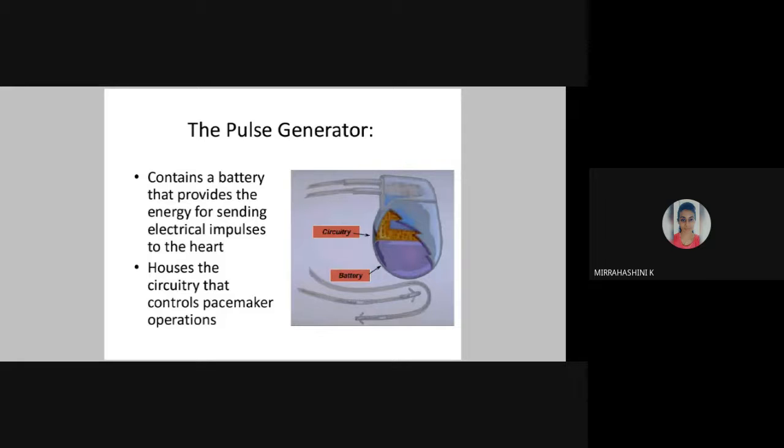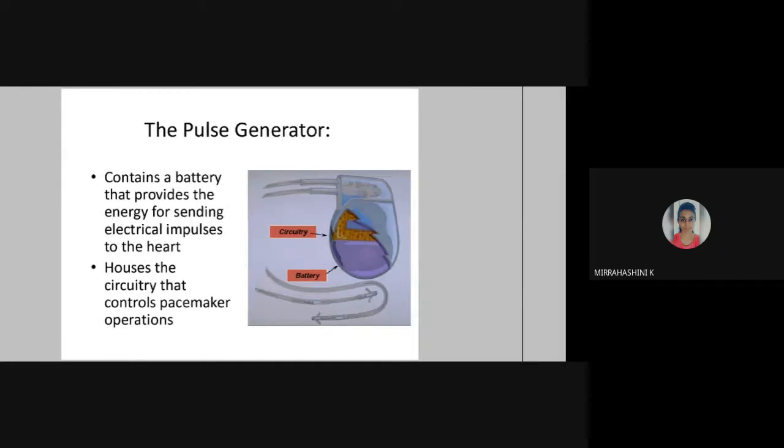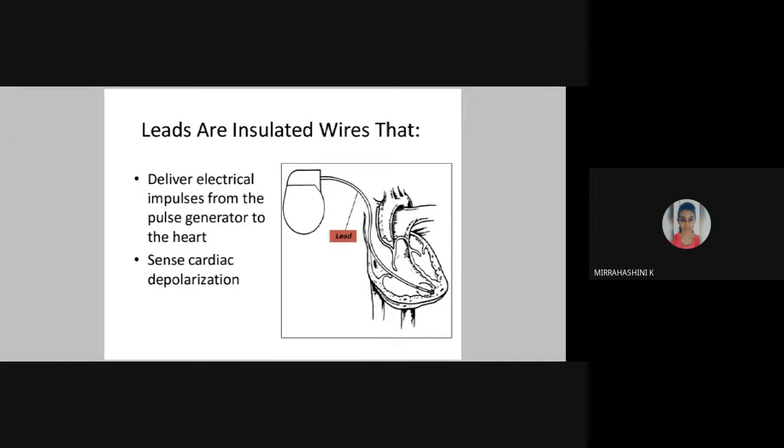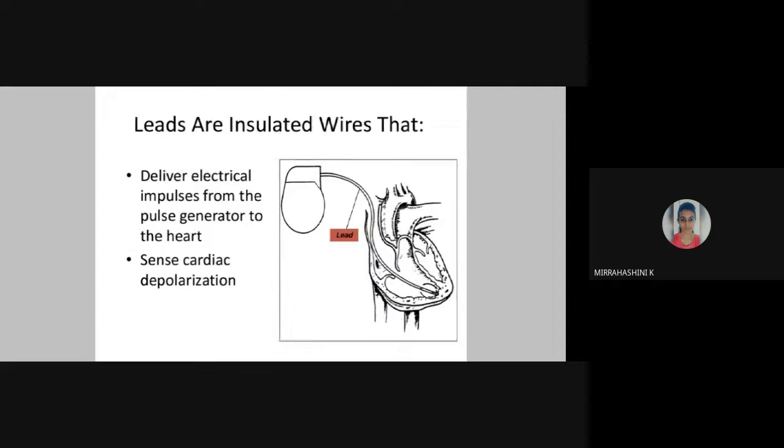Second one is the circuitry which controls the pacemaker operation. Depending on this circuitry, you will be classifying the pacemakers into different types, which we will be seeing in the next class. Okay. And the next component is lead. So lead is an insulated wire.